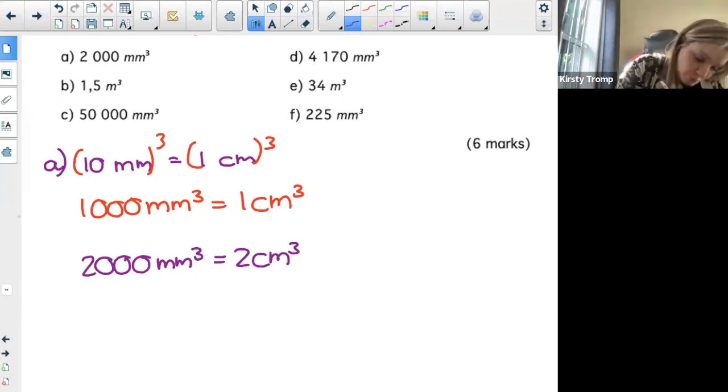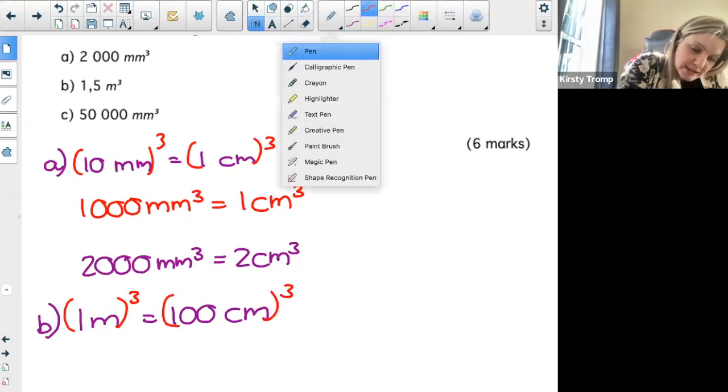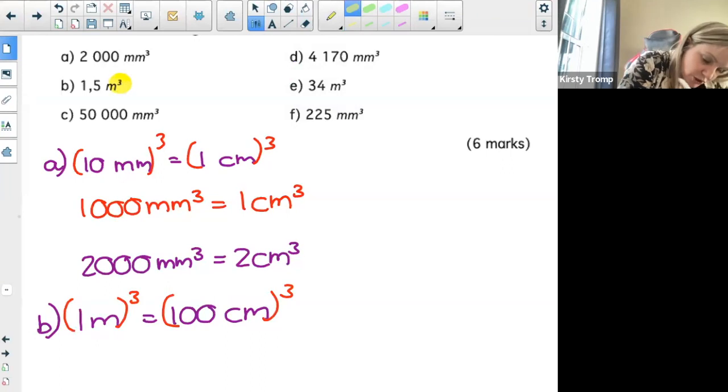All right, for B, I've got meters that I need to convert to centimeters. So I know that 1 meter equals 100 centimeters. What do I need to do? I need to cube both sides. Why do I know I need to cube both sides, guys? Because it's got the cube there. It's not just normal conversions, okay? It's the cubes there.